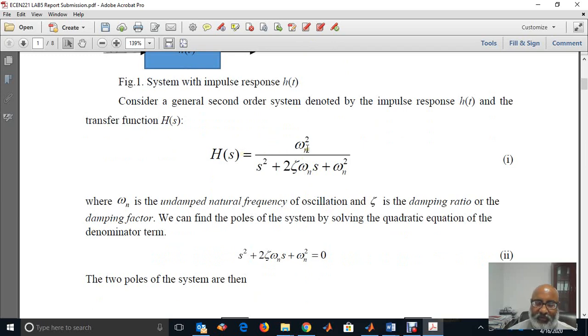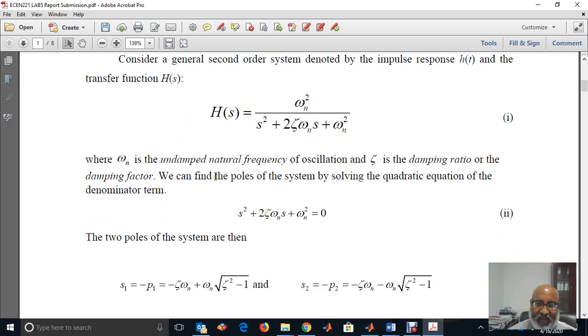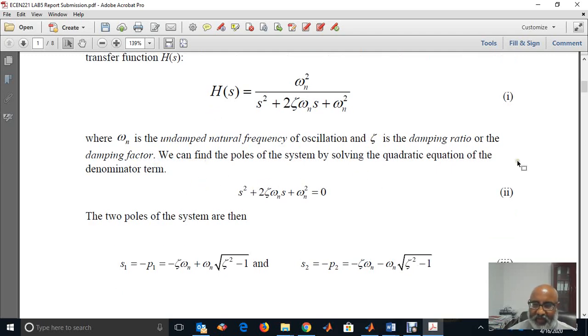H of s is equal to omega n squared over s squared plus 2 zeta omega n s plus omega n squared, where omega n is the undamped natural frequency of oscillation, and zeta is the damping ratio or the damping factor. We can find the poles of the system by solving the quadratic equation of the denominator. You know this. It is clear that it has two poles because the denominator is a quadratic equation, and it has two zeros at infinity.